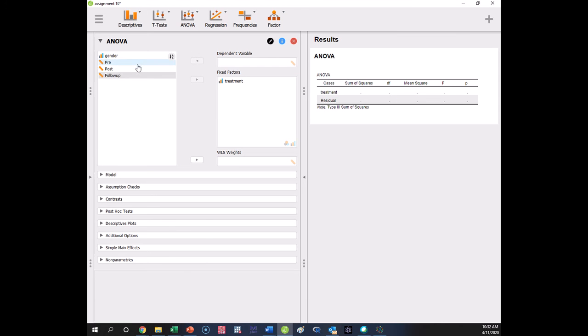So let's look at treatment levels at post. And this is statistically significant, right? P is less than 0.05, right? So here, this significant effect, we need to follow it up. And like we talked about, how do we know if we need a post hoc?